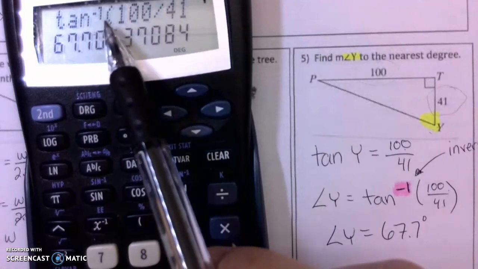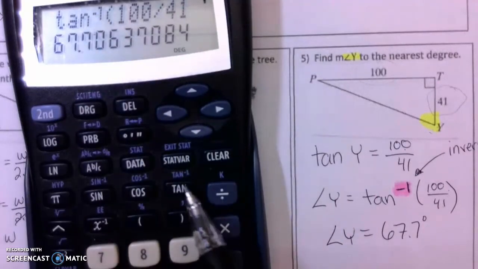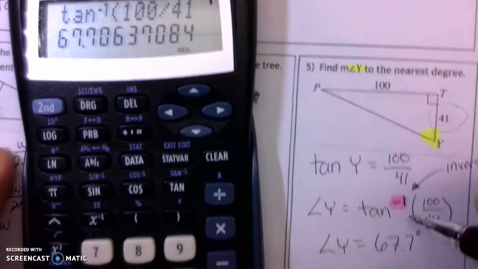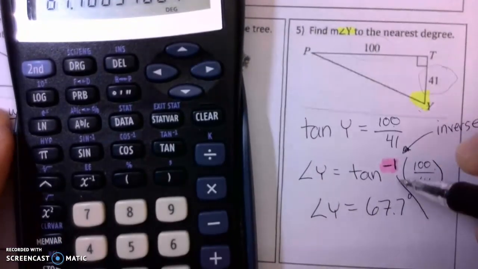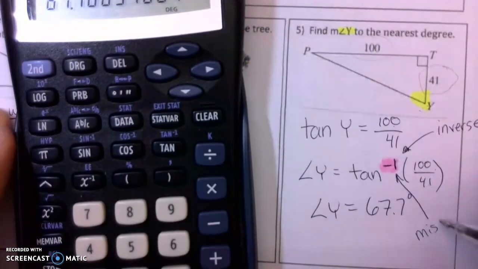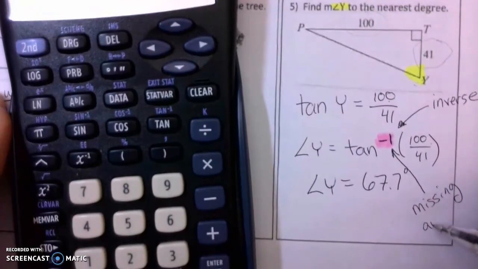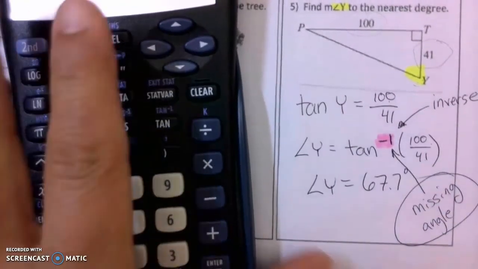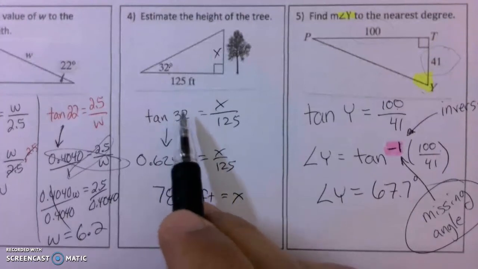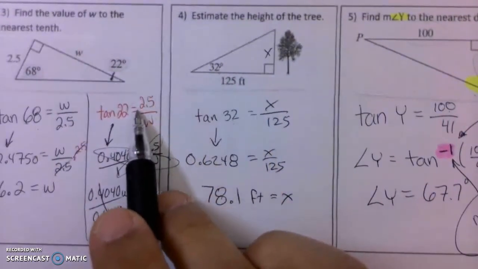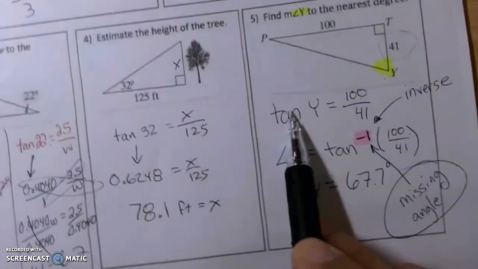Again, inverse tangent, second tangent button. This is when you are trying to figure out, you're missing the angle. That's when you use the inverse. When you are given the angle, you just hit regular tangent, and you just say tangent of 32, tangent of 22 degrees. Missing the angle, inverse.